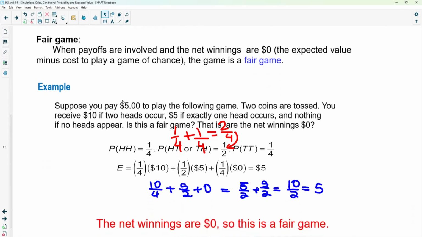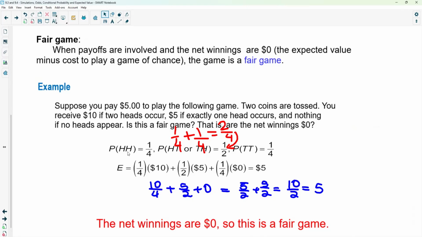So suppose you pay, so you do have to pay in this one. You pay $5 to play the following game. If 2 coins are tossed, you receive $10 if they're both heads, $5 if exactly one head, and nothing if you get tails, right? So is this a fair game? And do you have a fair winnings of 0?